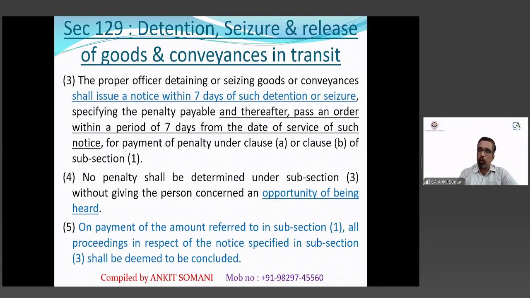So this was what we were discussing, that in such cases, the owner must clearly mention that he has made the payment only for the immediate release of the goods or the immediate release of the conveyance. And he is definitely going to take the case further under the appellate authority.